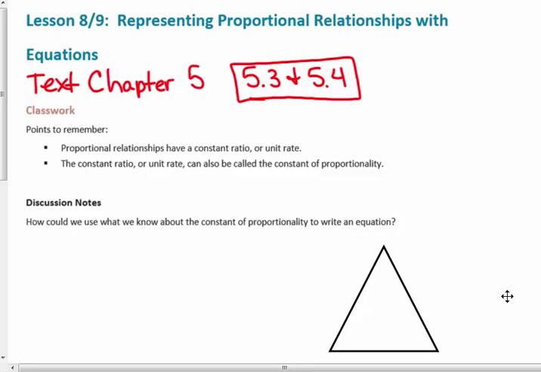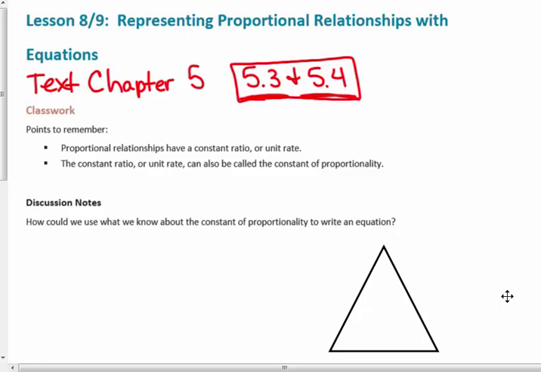Tonight's notes is lesson 8 and 9 combined from the modules from Engage New York. It's in your textbook also, other examples in chapter 5, section 3 and 4. So you can find this in your green textbook, chapter 5, sections 3 and 4.